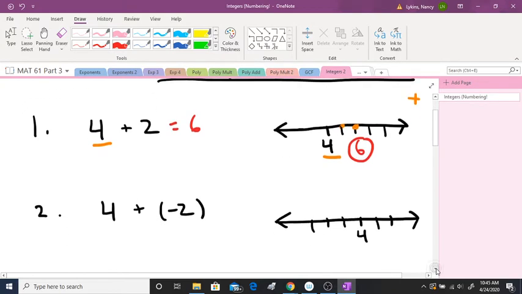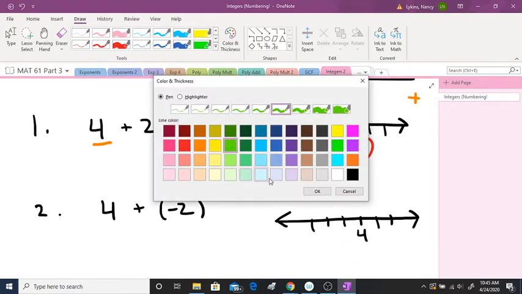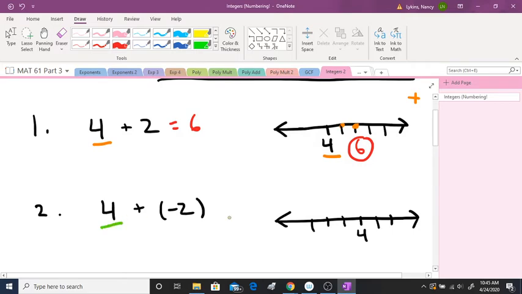Now let's take a look at 4 plus a negative 2. So here it is. I'm going to start at 4. And when I add a negative 2, that means I'm going back 2, or I'm going to the negative end. So that means I'm going to go 1, 2. So my answer is 2.